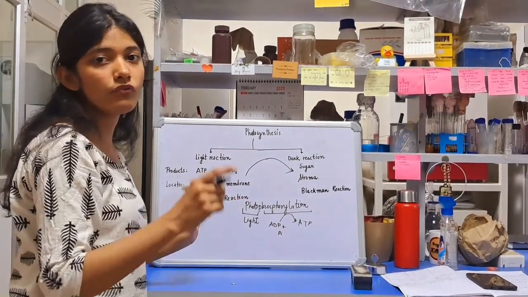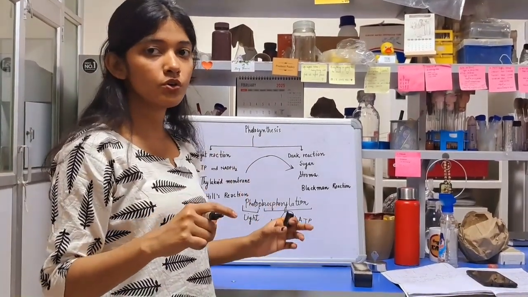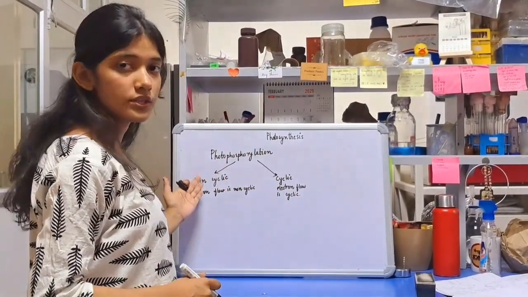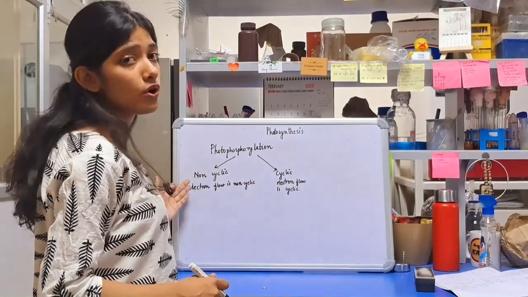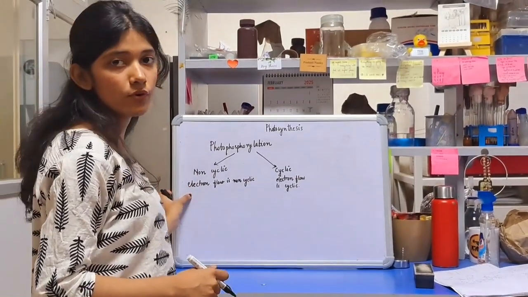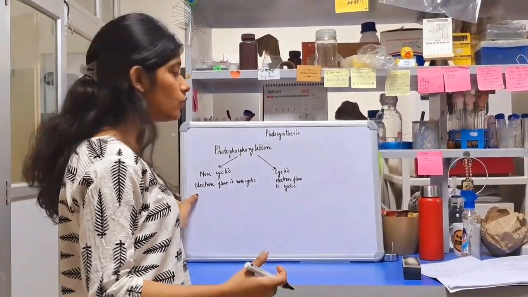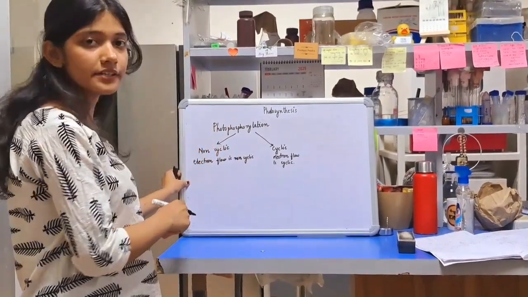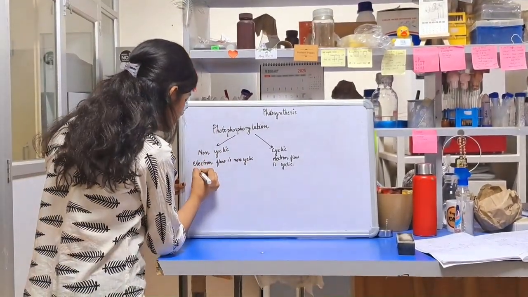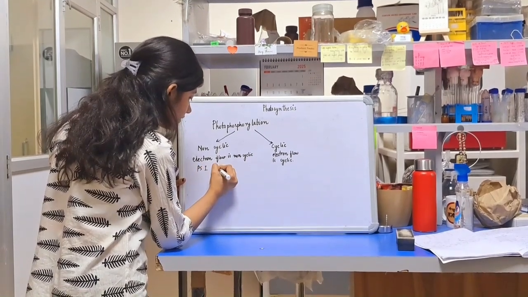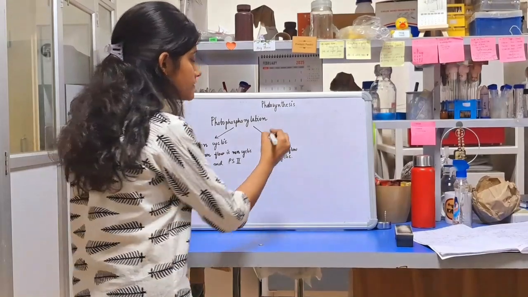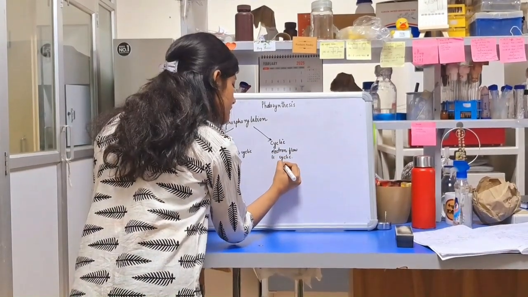Now we will discuss how photophosphorylation is divided into two phases. It is of two types, non-cyclic and cyclic. In case of non-cyclic photophosphorylation, electron flow is non-cyclic. We will see how. And cyclic, electron flow is cyclic. Basically, in non-cyclic photophosphorylation, both PS1 and PS2 are involved. In case of cyclic photophosphorylation, only PS1 is involved.